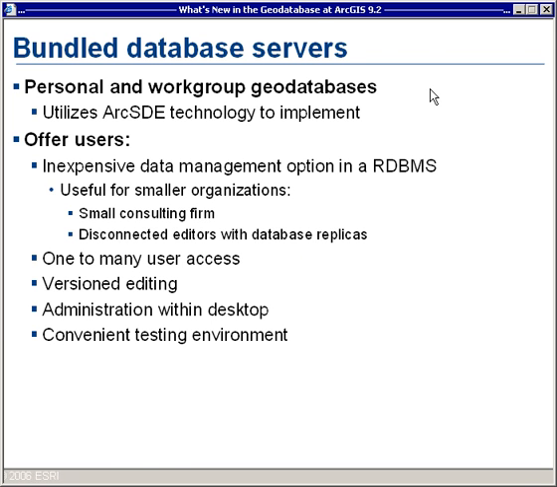As I mentioned previously, new at 9.2 are bundled database servers, which we call personal and workgroup geodatabases. This storage option was created to offer users an inexpensive option for storing data in a DBMS utilizing ArcSDE technology. These geodatabases will be very useful for smaller organizations that do not have a need to purchase a large RDBMS. For example, a small consulting firm may want to perform version editing or replication, but have no need to purchase an RDBMS. Additionally, these geodatabases have an administration interface with ArcCatalog and can provide an easy testing environment.